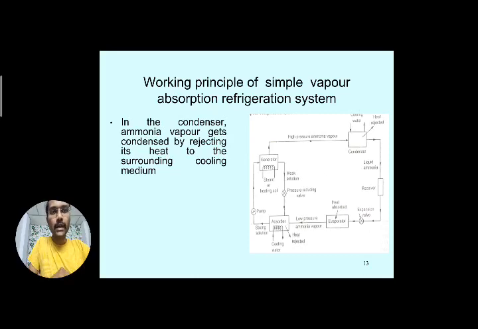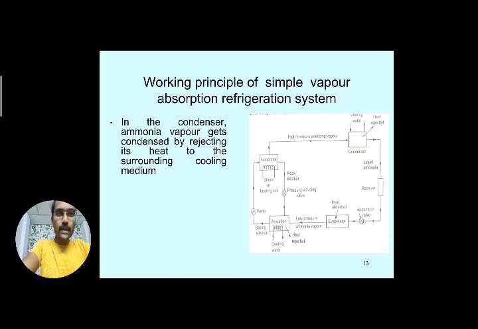The next, from the generator, we will see the continuation. This high pressure ammonia vapor is sent into the condenser. Now what is happening in the condenser? Again the same thing, as explained in the PCR system. Here again we are using some cooling medium. You can see the circuit, the cooling water is entering, and it circulates in separate tubing, and heat gets exchanged. The rejected heat is taken by the water, and it will be sent outside.